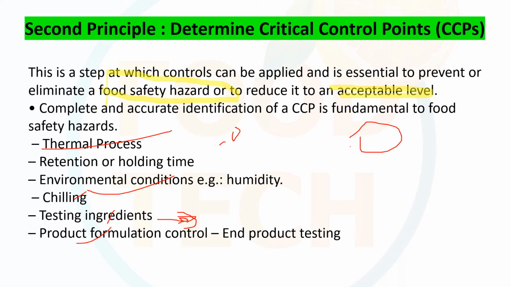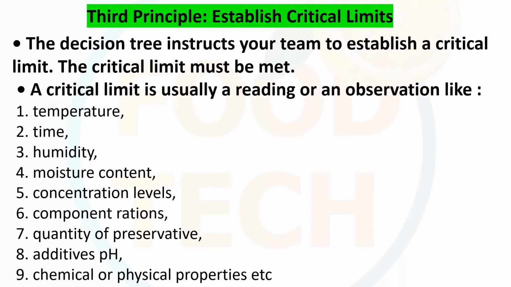So moving to the next slide, here is all I have told you about the critical control point. Now let's move to the other side. The third principle is to establish critical limits, related to the critical control point, up to which we can control the hazard, or the decision tree. A critical limit is an observation, like the temperature, time, humidity, moisture content, or concentration level.